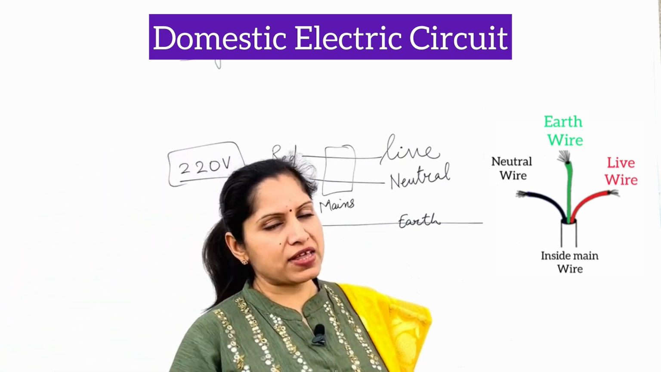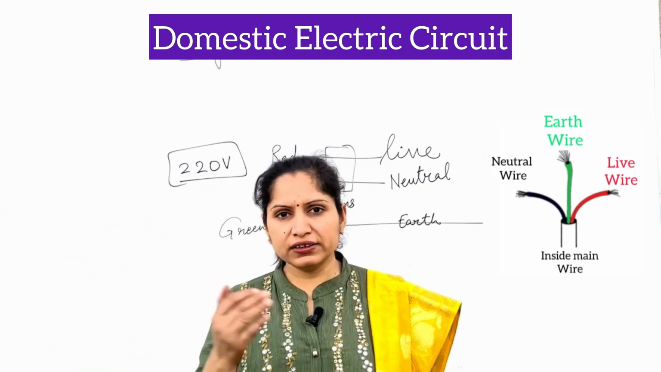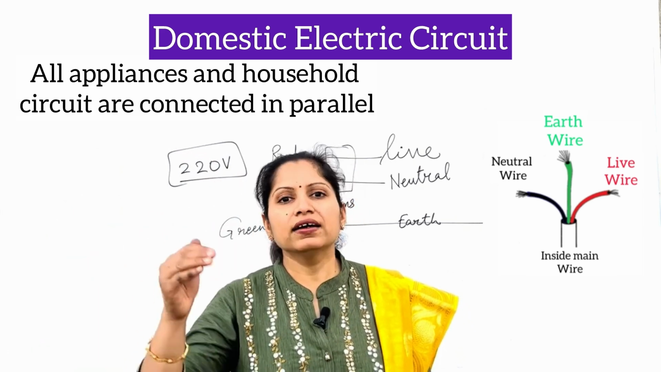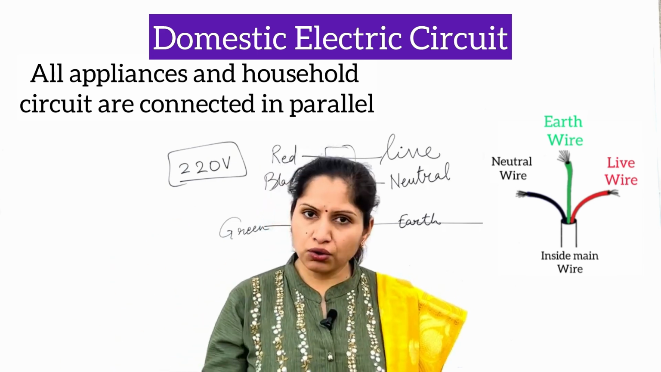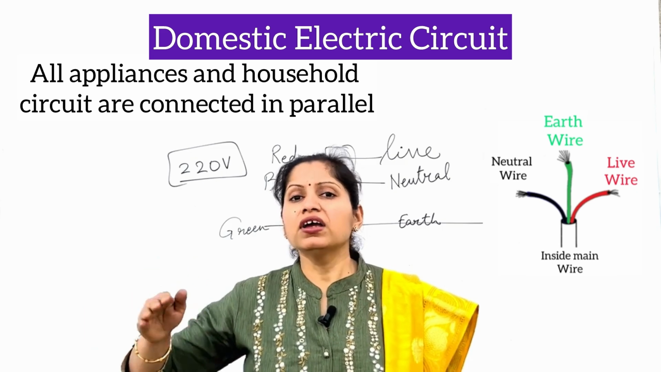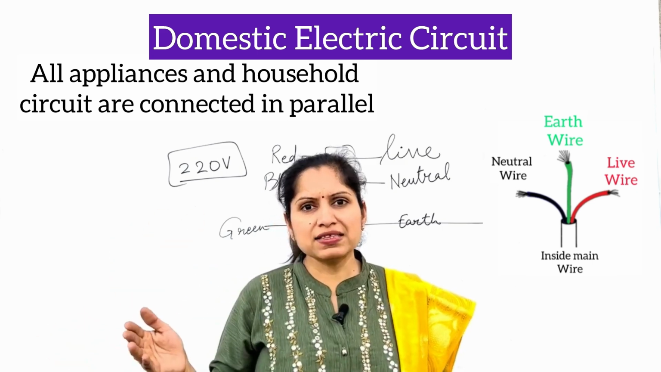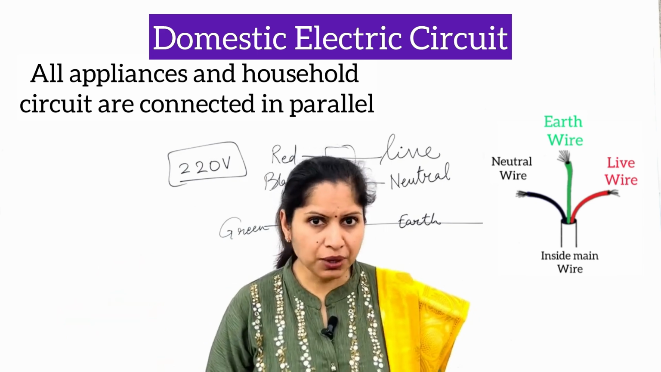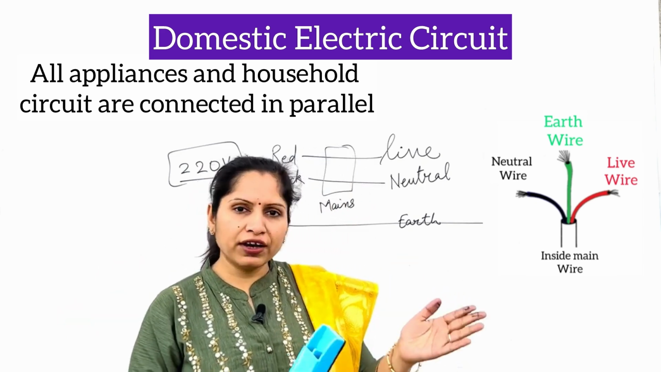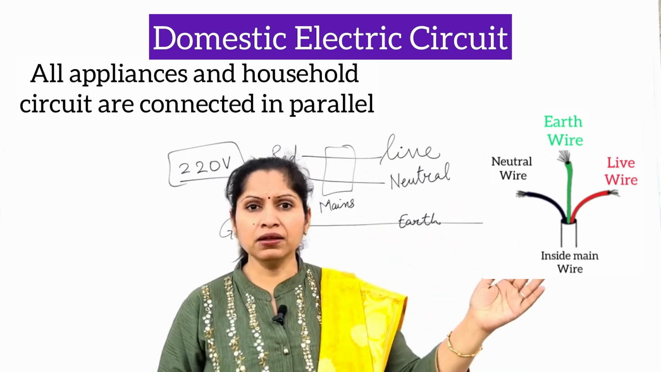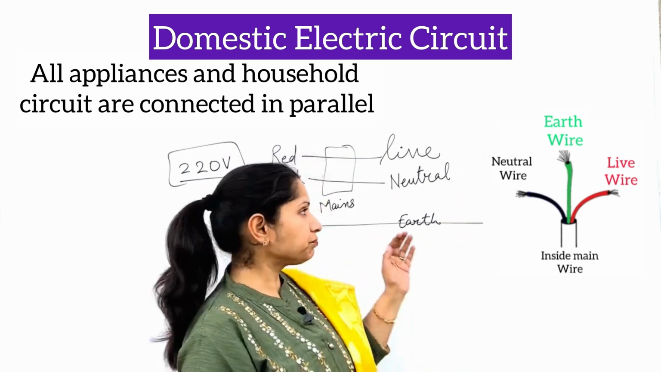In a household circuit, as we discussed earlier also, all the appliances are connected in parallel to each other, so that individual appliances could be turned on or off. If we had connected them in series, we would have to keep all the appliances turned on. So that we can turn on and off any of the appliances of our choice, we have all the appliances in our household circuits in parallel combination.